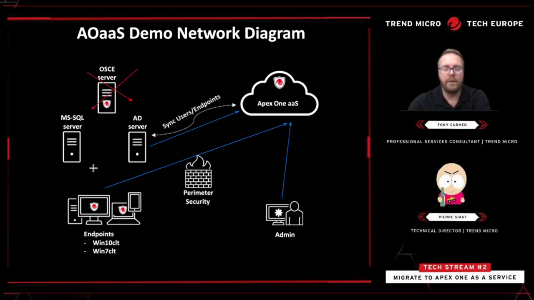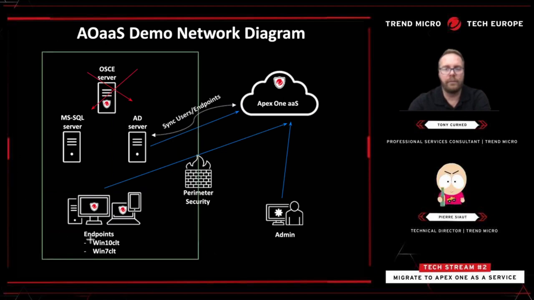And then any endpoint, because here in your diagram it's inside the network. But in fact, when you have a small site or a home office user, like many do right now, they are connected directly to the Apex One SaaS instance to get their policy up to date, to report the log and report the status. Very convenient way.